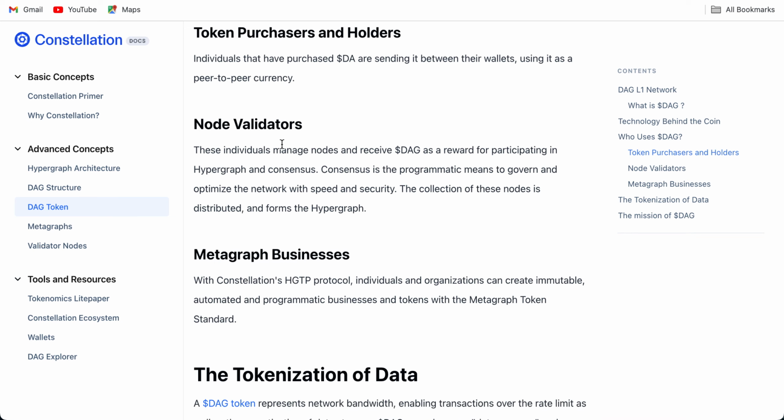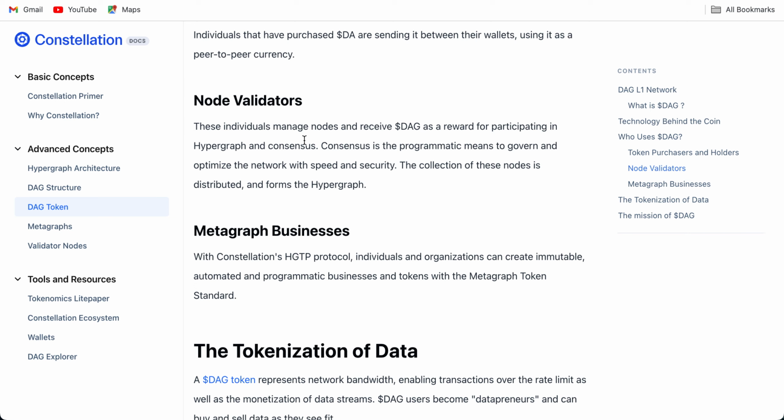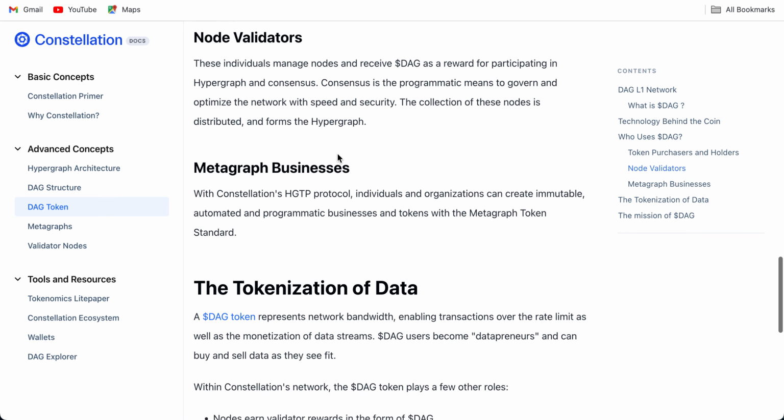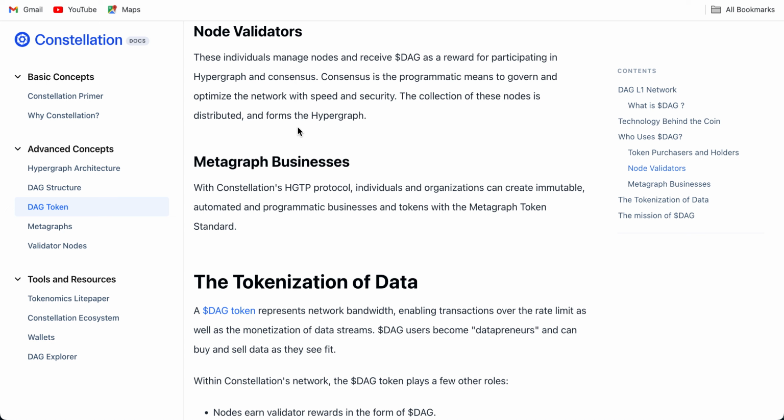Obviously. Node validators. These individuals manage nodes and receive DAG as a reward for participating in the hypergraph and consensus. Consensus is the programmatic means to govern and optimize the network with speed and security. The collection of these nodes is distributed and forms the hypergraph.